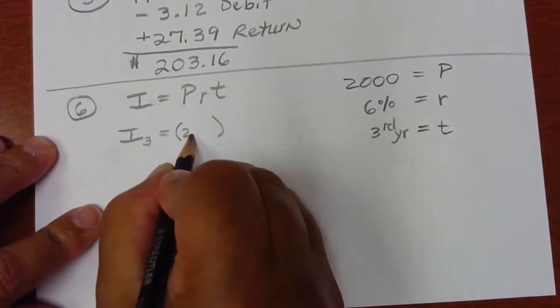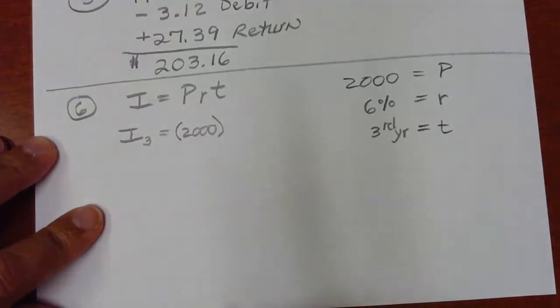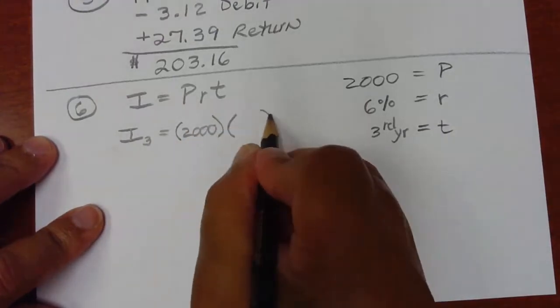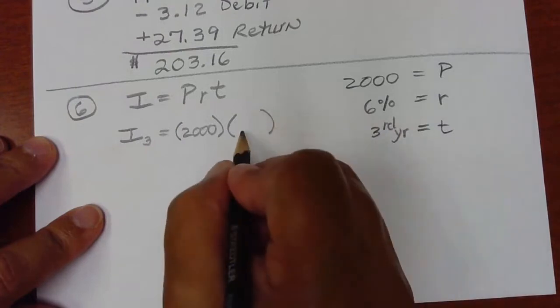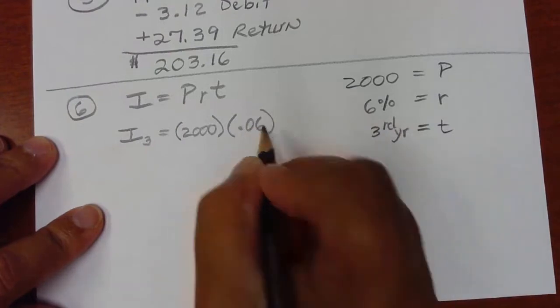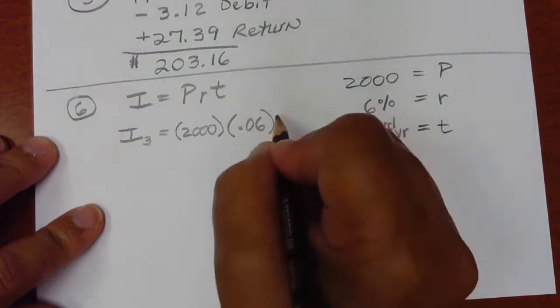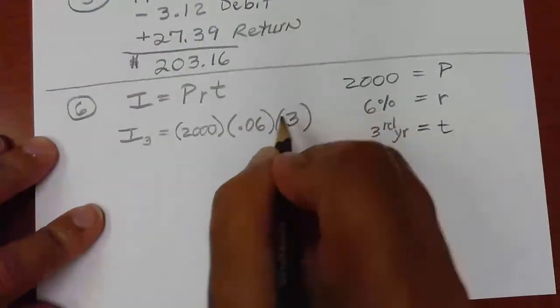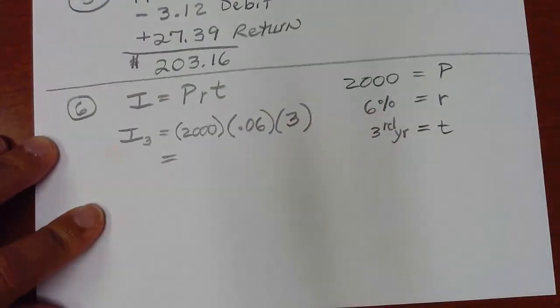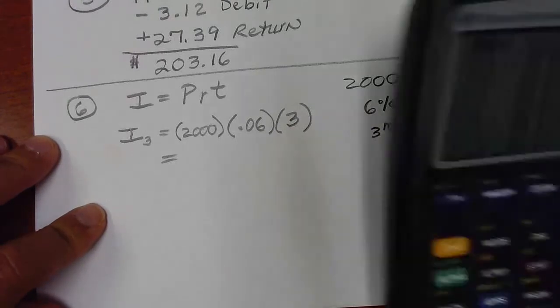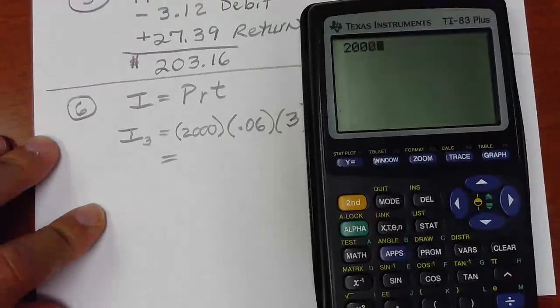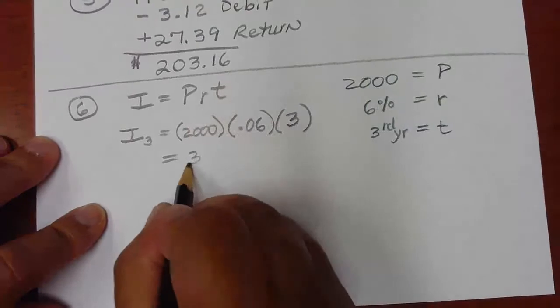The principal is the $2,000. The rate always has to be as a decimal, no matter what kind of problems you're doing with rates. So there's your rate, 0.06, and the amount of time is 3 years. You're going to go put that in your calculator. It's going to be 2,000 times 0.06 times 3, and you get $360.